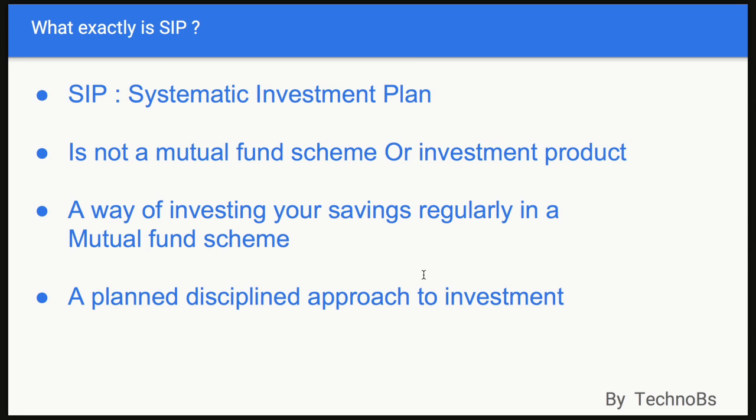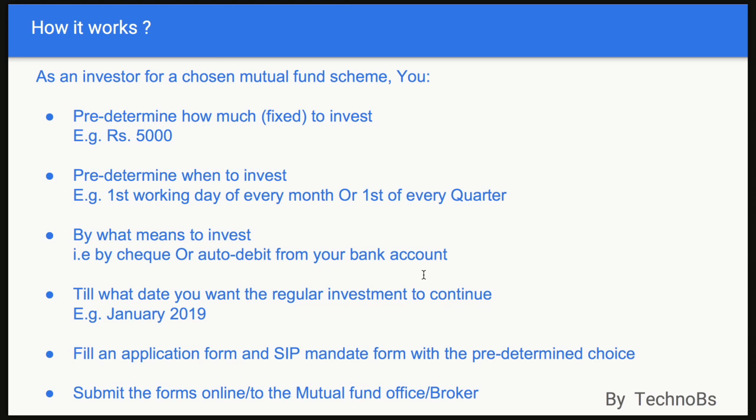So let's try to understand how exactly SIP works. Now you have chosen a mutual fund scheme in which you want to invest your money, and you would like to go with the SIP approach. In this scenario, the first thing is, because it has to be planned, you determine how much fixed amount you want to invest. For example, let's say 5,000 rupees you want to invest.